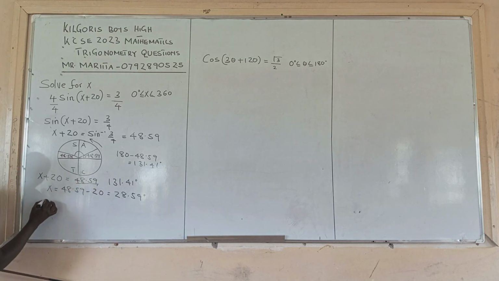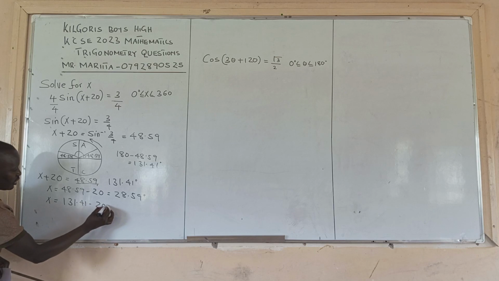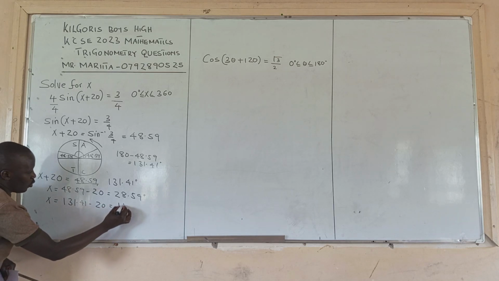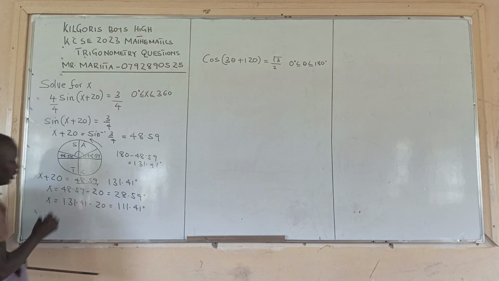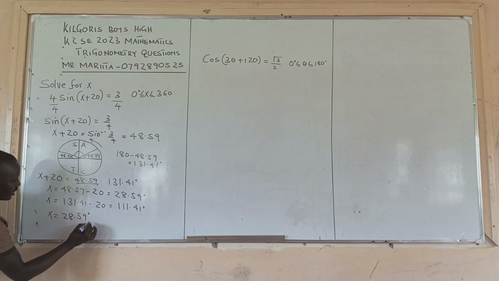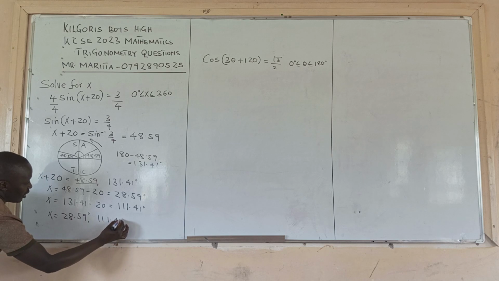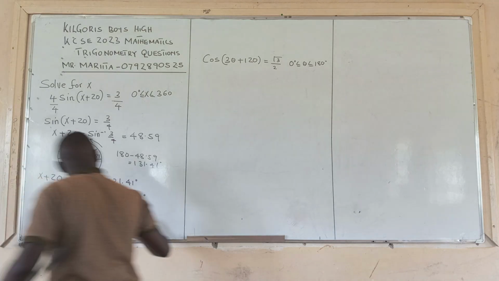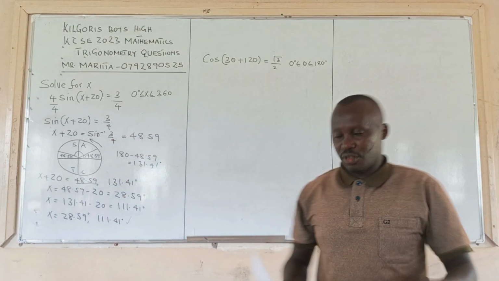From the second quadrant, we have x is equal to 131.41. We subtract 20, and this one is giving us 111.41 degrees. So from here, you conclude that x is equal to 28.59 degrees, or x is equal to 111.41 degrees. So you use a unit circle, then that is how you can get this question correct.